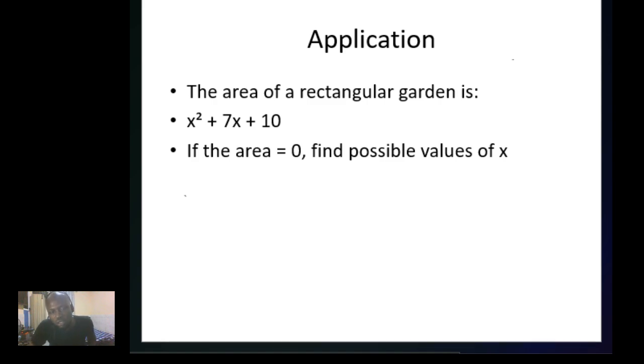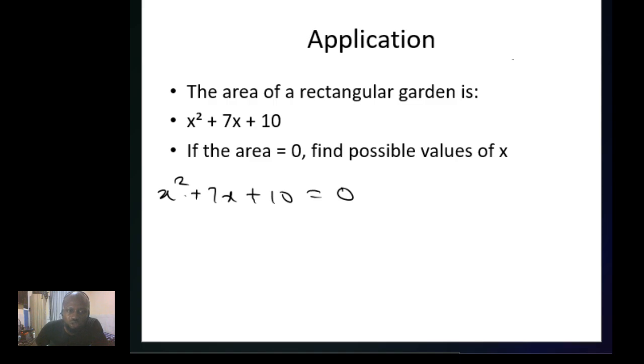This is an application question. So we have the area of a rectangular garden is this. Yes, this is what you are given as the area of the rectangular garden. And it is also equated to 0, making it the complete quadratic equation we are talking about. As it is right now, we call it a quadratic expression, but if it is equated to 0, we have what we call a quadratic equation. So they say find the possible value of x. To do that, you write your quadratic equation here: x squared plus 7x plus 10 equals 0.